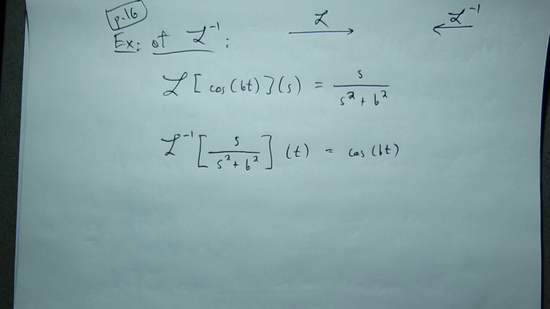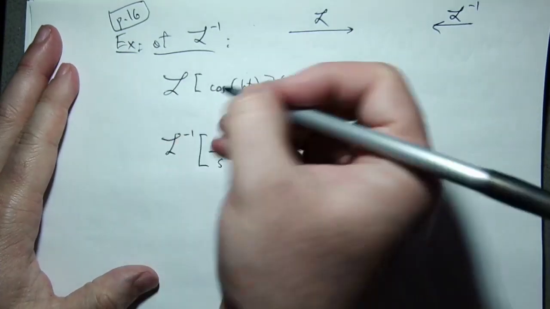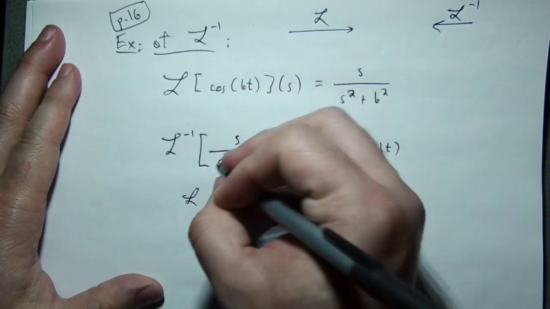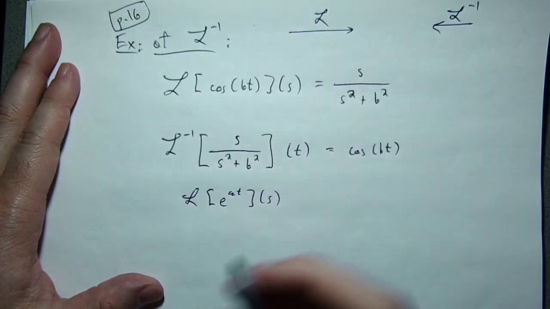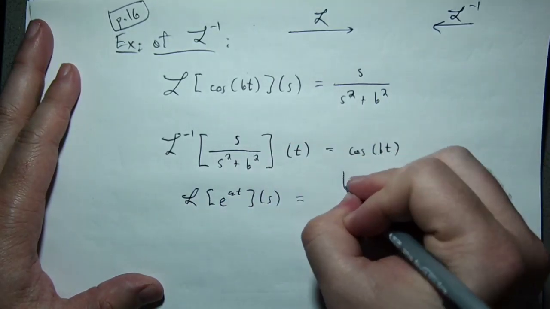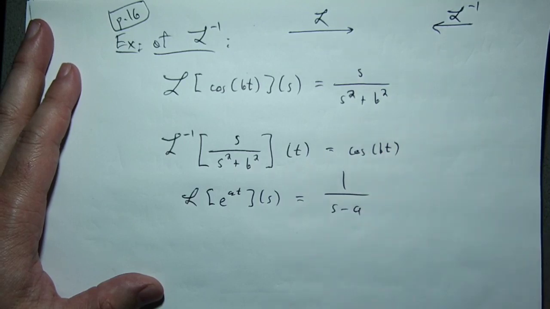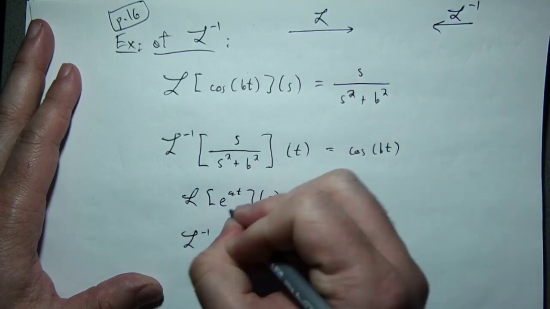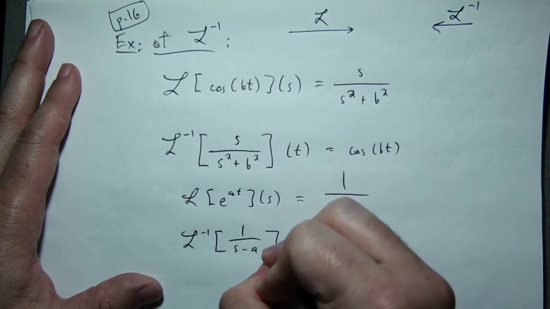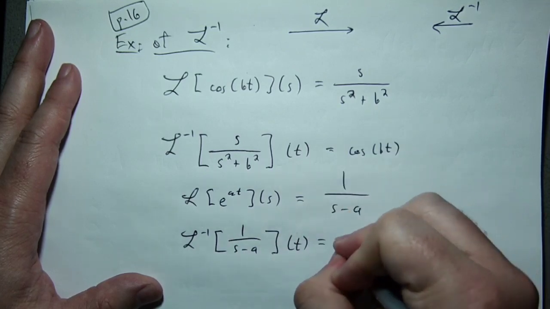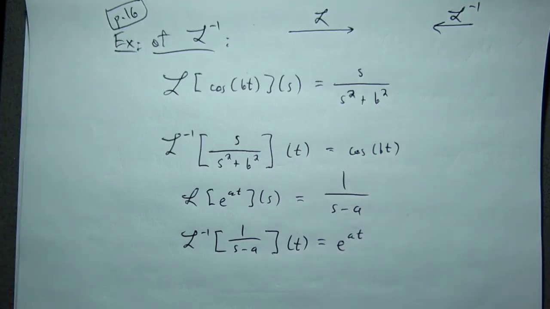So that's really it. For instance, let's just do one more. The Laplace transform of, say, e to the at of s. This, we know what that is. It's 1 over s minus a. So then the inverse Laplace transform of 1 over s minus a of t is e to the at. Boom. All right, we're done.